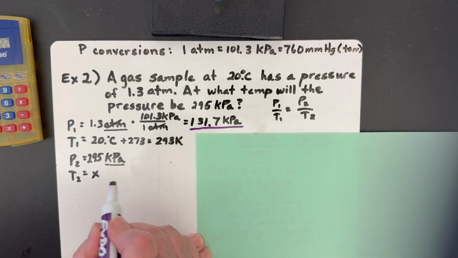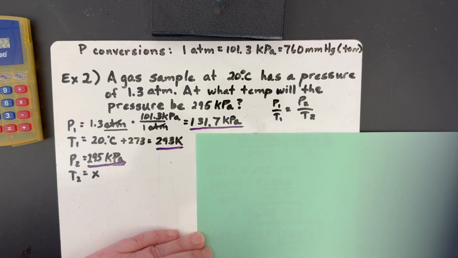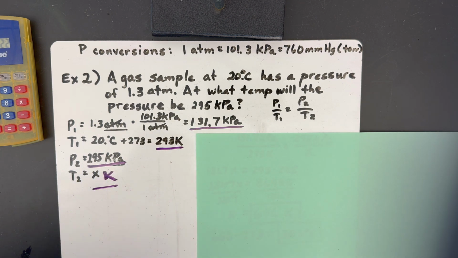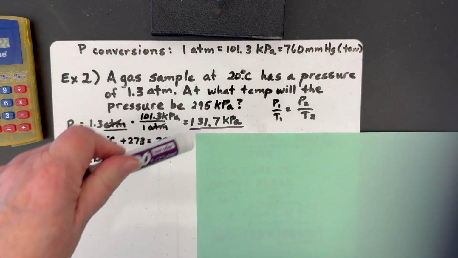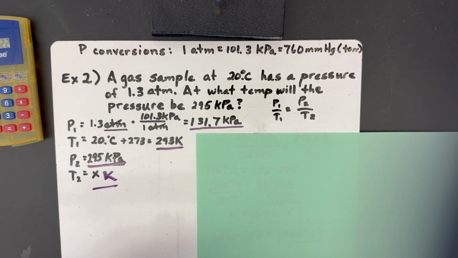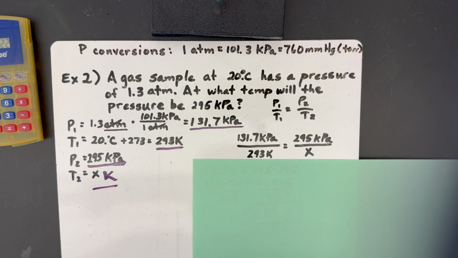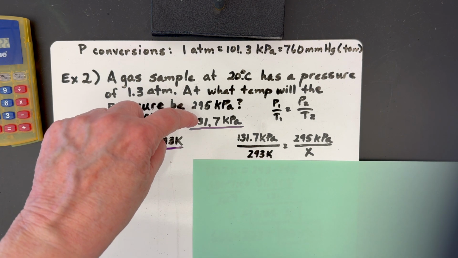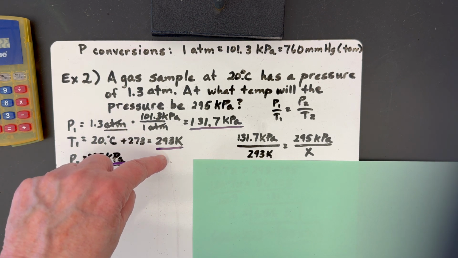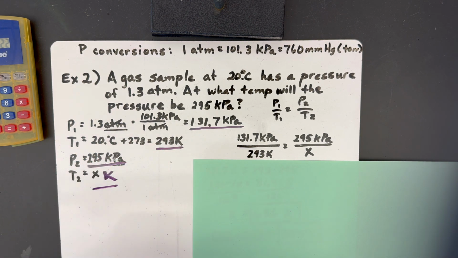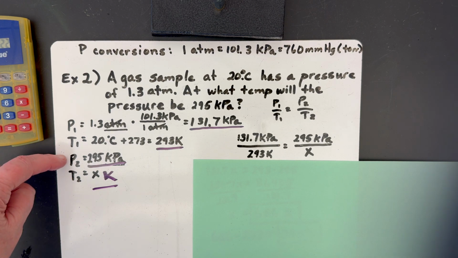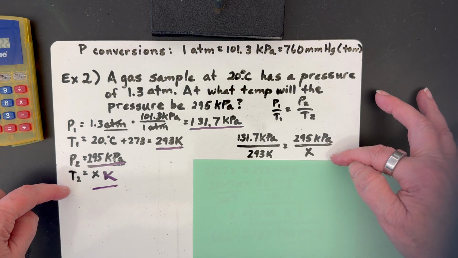So now we're going to plug these numbers that we have into our equation, and remember to use kilopascals, Kelvin, and this will come out in Kelvin. So we want to use the ones that we calculated, not the starting ones. So we put these numbers in. So P1 over T1, 131.7 over 293 equals P2 over T2, 295 kPa over X.